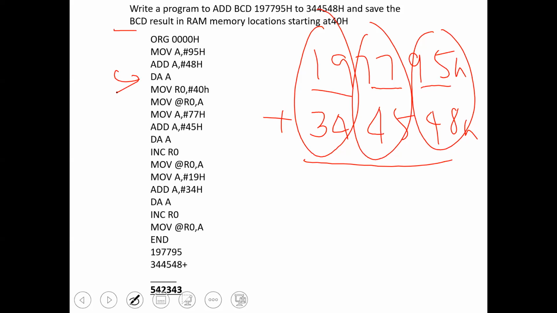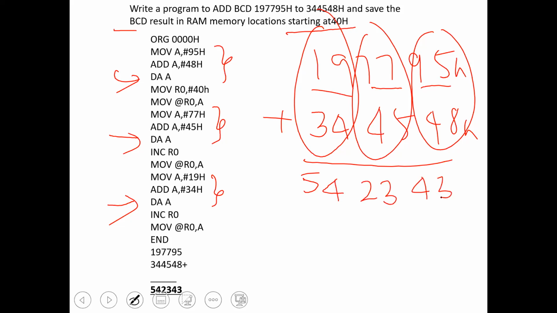So you remember, first I am adding 95 and 48, then I am adding 77 and 45, then I am adding 19 and 34. So I have performed 3 additions. Then to convert that, every time I am putting DAA, decimal adjust accumulator. I have to store it at location 40. After addition, my answer is 54, 23, 43.